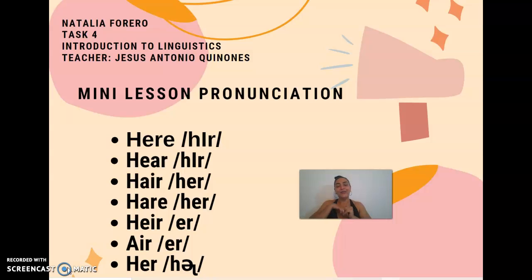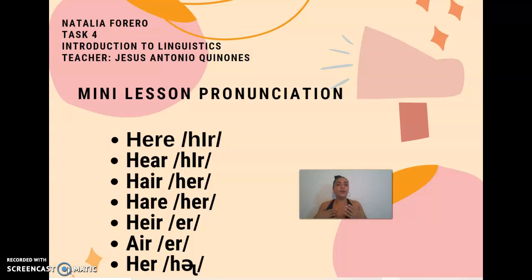Okay, then we have our fourth word, which is the word heir, meaning a person that is going to inherit or is legally entitled to get money from a person when that person dies or passes away. Okay, and then our fifth word, which is the word air, meaning the air that we breathe.